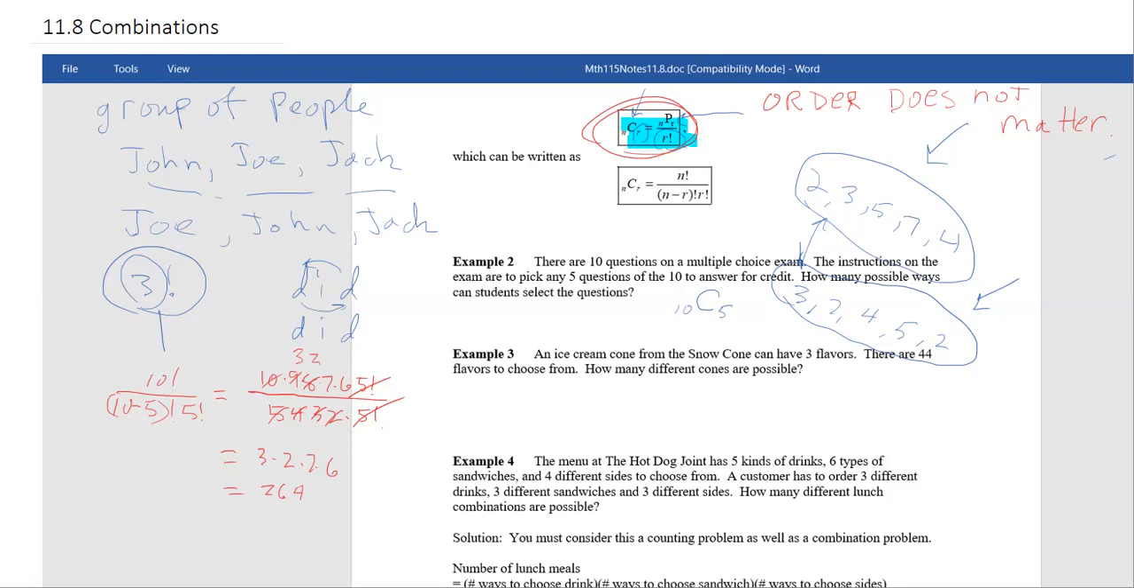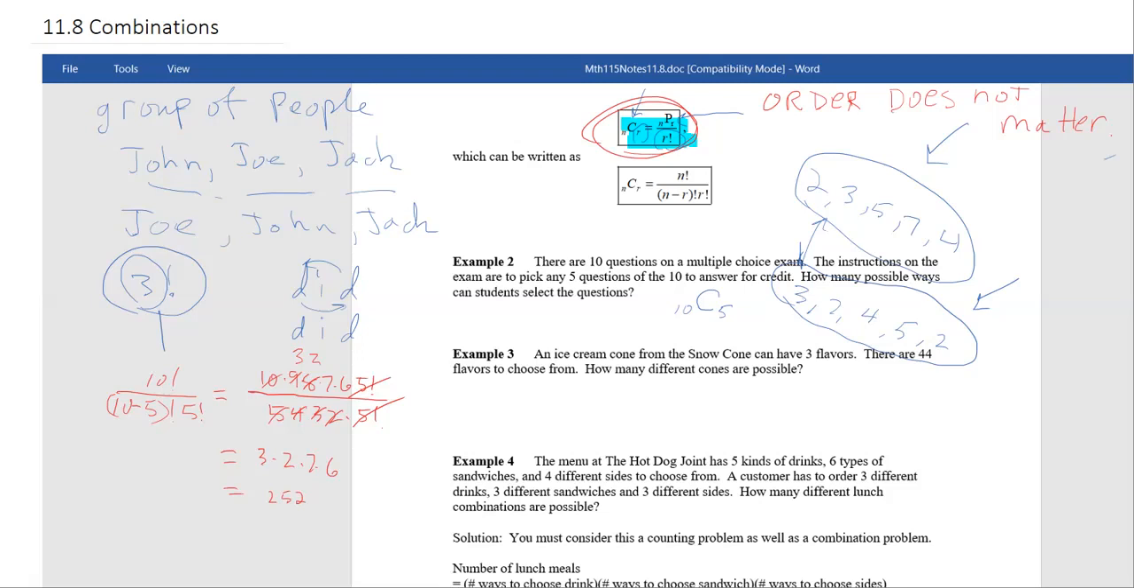No, that's not right. Okay, let me erase that. It's close, but I got sloppy there. Okay, let's see. 6 times 42. 6 times 40 is 240, and 6 times 2 is 12, so it's 252. Okay, anyway, there's your answer, and I'll double check that one.